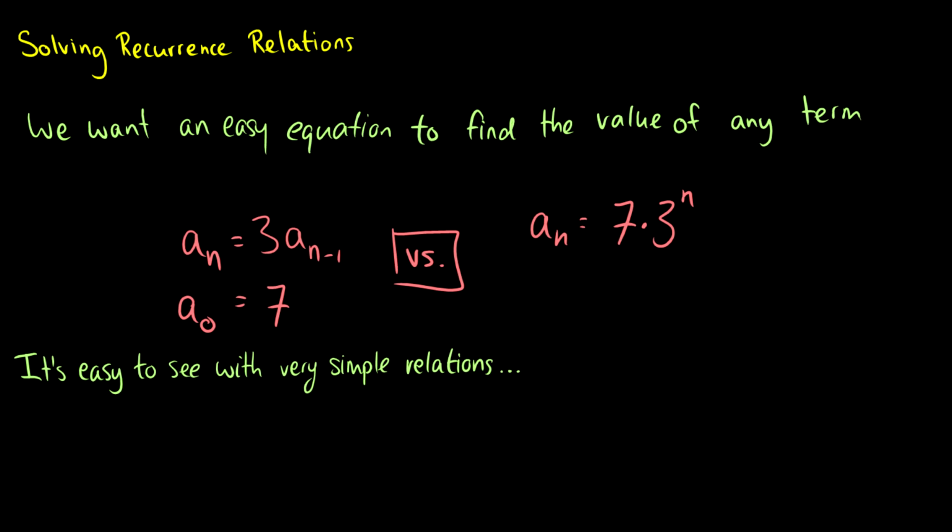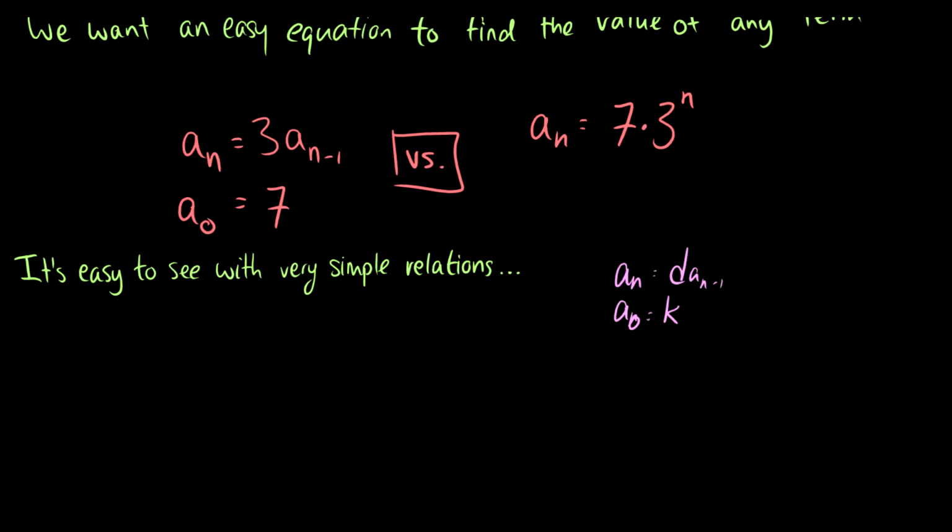We saw two formulas for solving these geometric progressions. So we saw a_n = d times a_{n-1}, where a_0 = k. We saw how to solve that one, and that was just a_n = k times d^n. So that's one way.